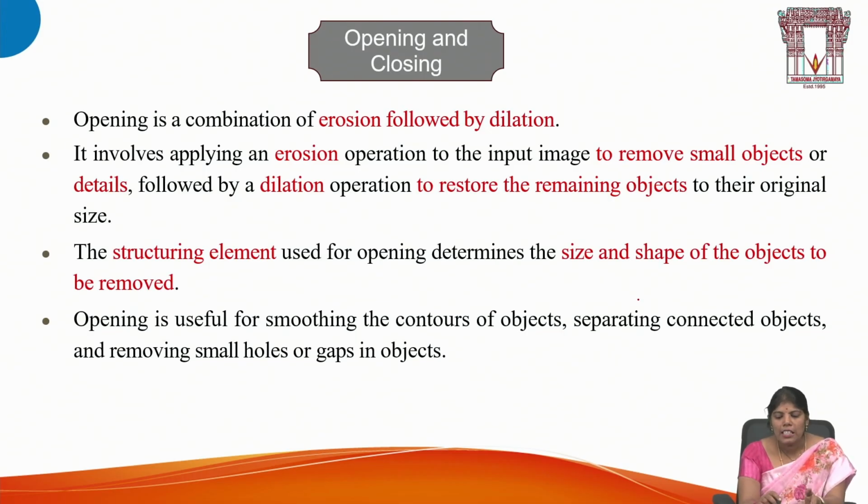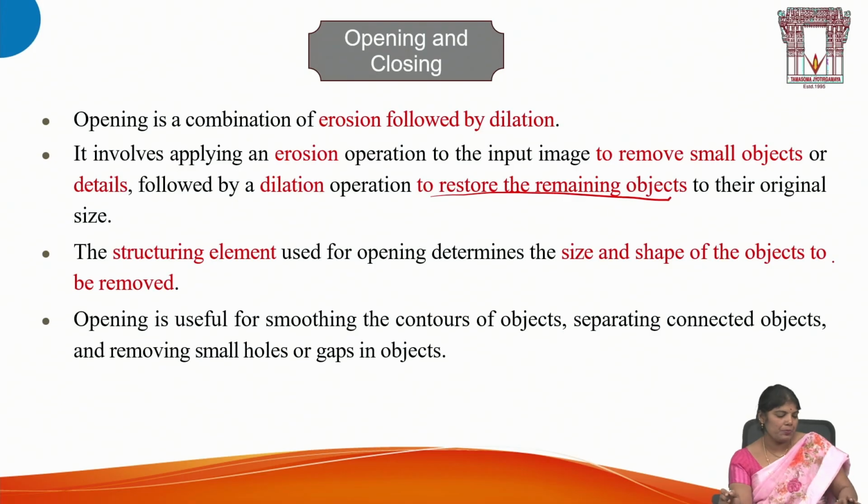It involves applying the erosion operation to the input image to remove small objects or details, followed by the dilation operation which restores the remaining objects. First we are removing the unnecessary data, then you can enlarge the remaining object. Here we are also using the structuring element for the opening, which determines the size and shape of the object to be removed.